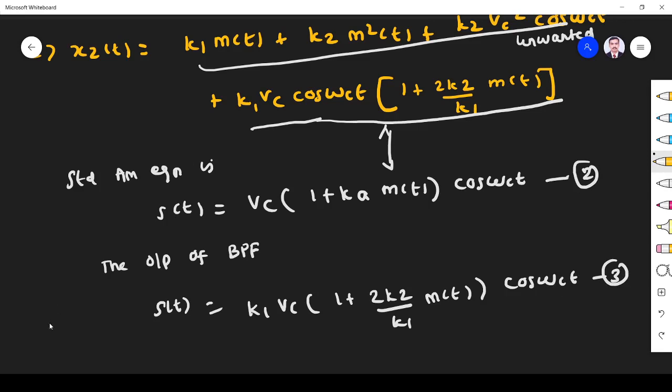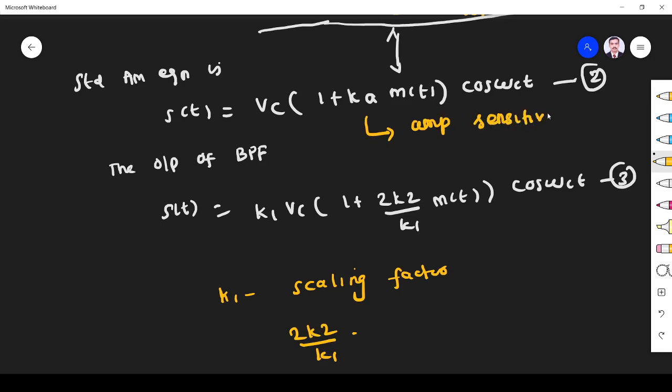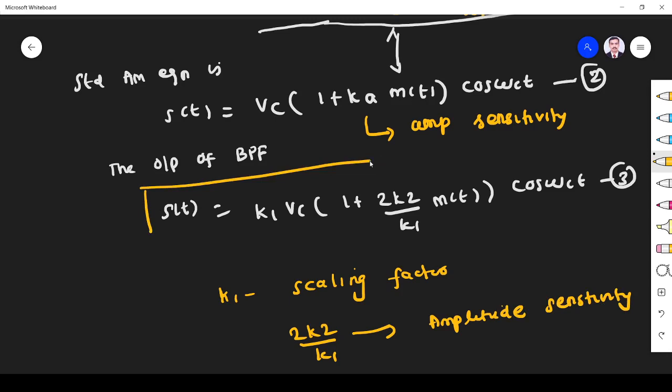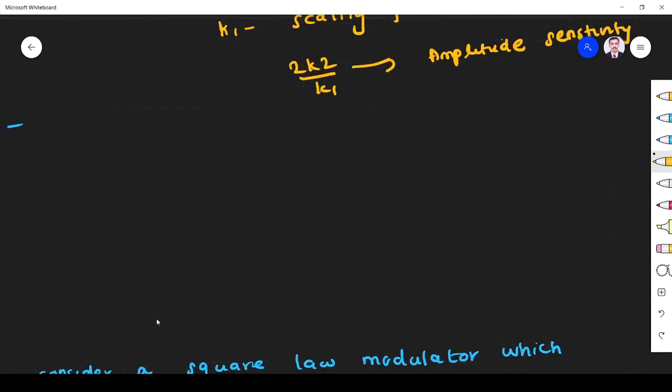Right, so if you see this, here K1 acts as a scaling factor, and 2K2 by K1 is acting as an amplitude sensitivity. That's what this K is known as, amplitude sensitivity. So here this 2K2 by K1 is acting as the amplitude sensitivity of the square law modulator. So in this way we generate the AM wave by using a square law modulator. Let us solve one problem later to this.